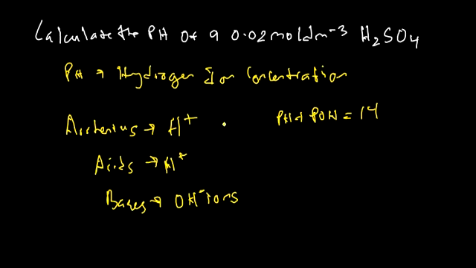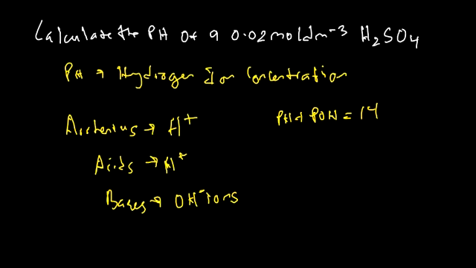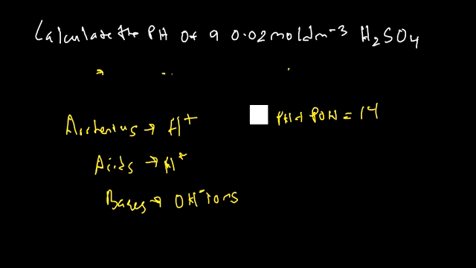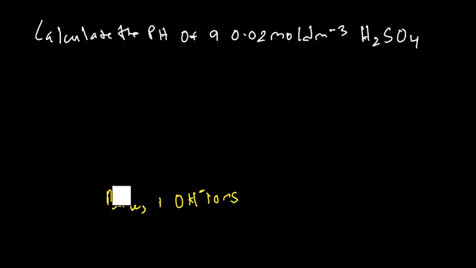So now let's look at the question that we are actually given. Let me use an eraser so you can have a very good space to work. They said we should calculate the pH of a 0.02 mole per dm cube H2SO4. Very simple and basic stuff.